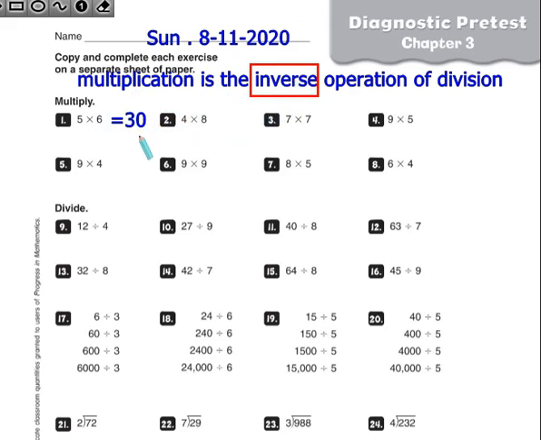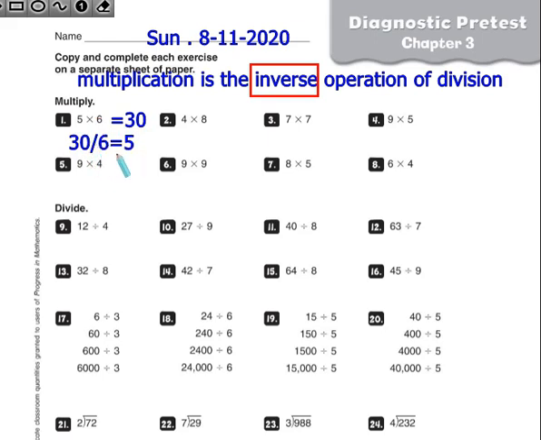Let's inverse it. We have 30 divide by, let's write 30 divide by. This is the symbol of division, okay? We sometimes write it this way, 6. What is the answer? The answer is 5. Look. So here we have 5 times 6, the answer is 30. Now 30 divide by 6, the answer is 5.